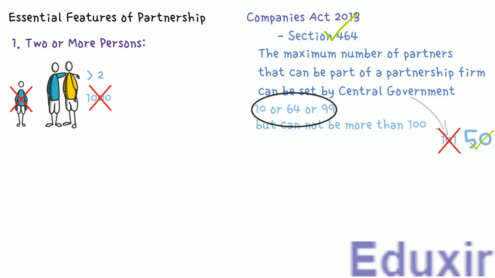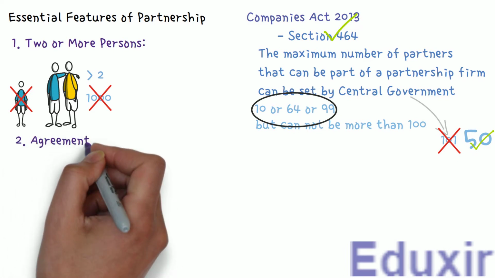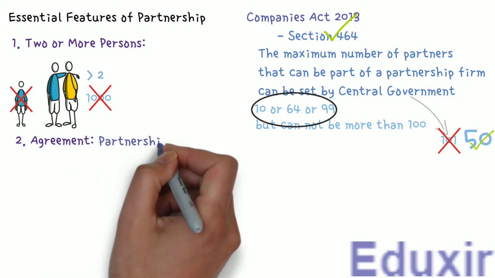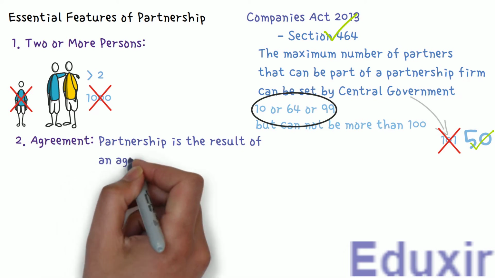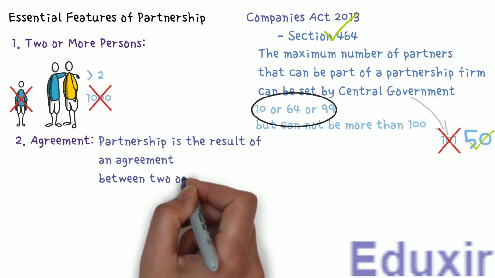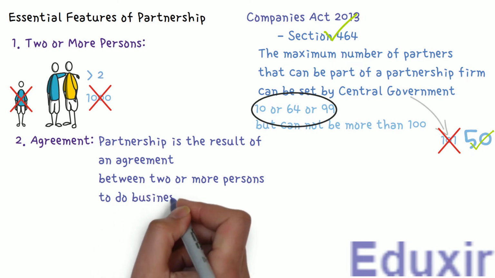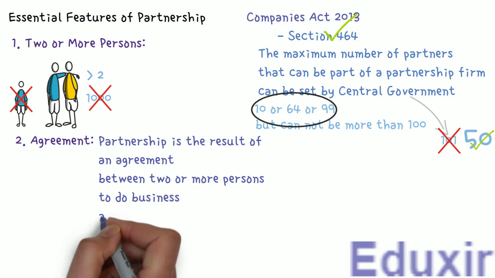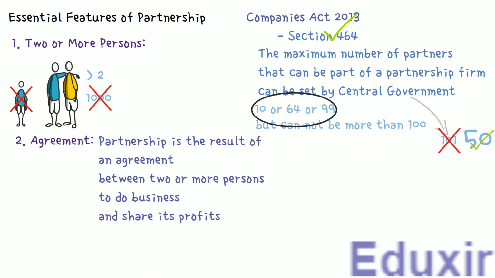Moving on, the next essential feature of the partnership is agreement. Now, the partnership is the result of what? Result of an agreement. Agreement among whom? It is an agreement between two or more persons. Okay, what is this agreement for? This agreement is to do business. Okay, and what else? And share its profits. Okay, and what else? And losses.